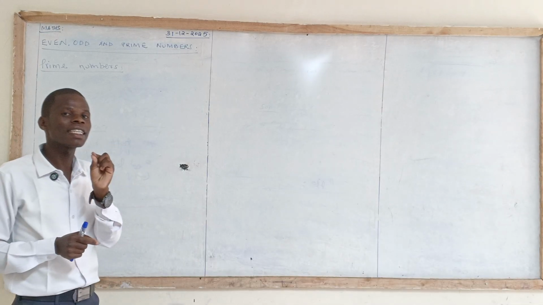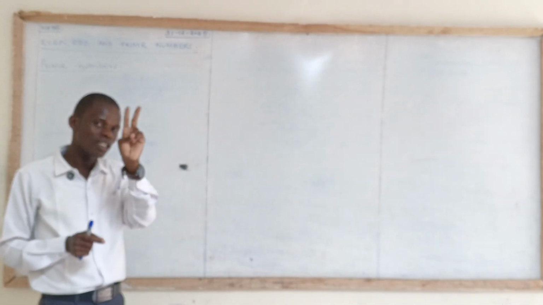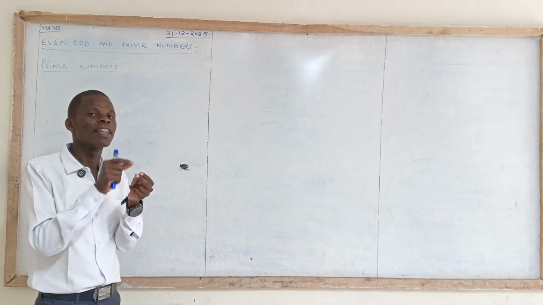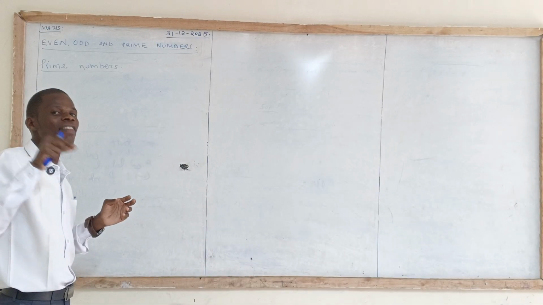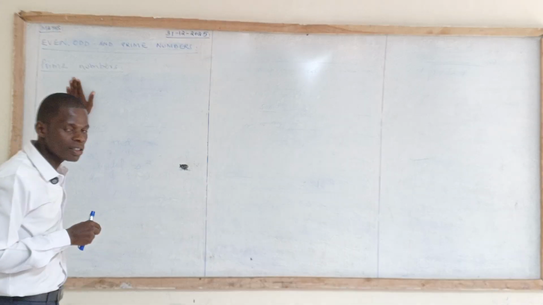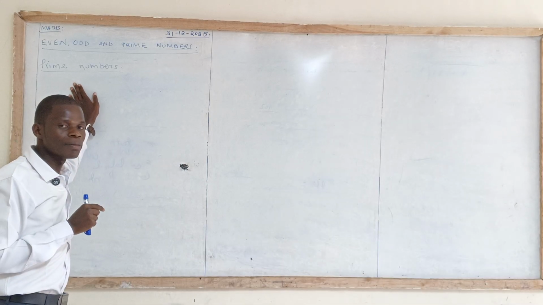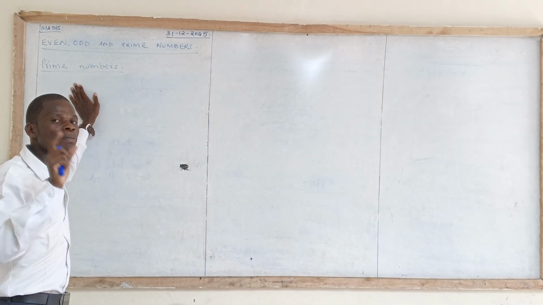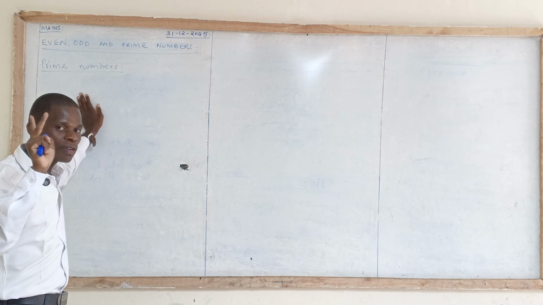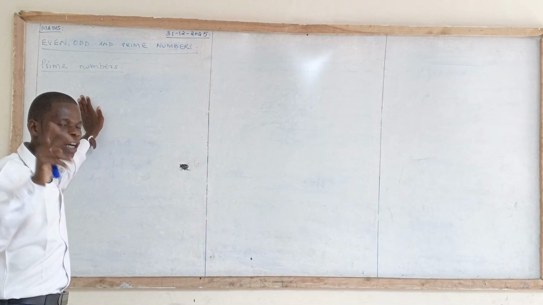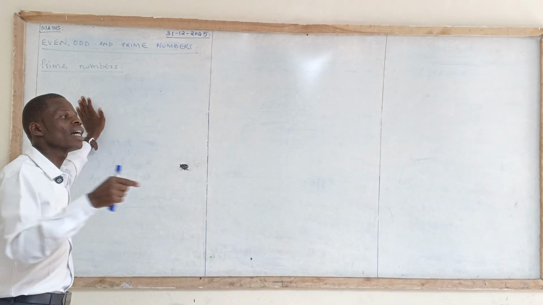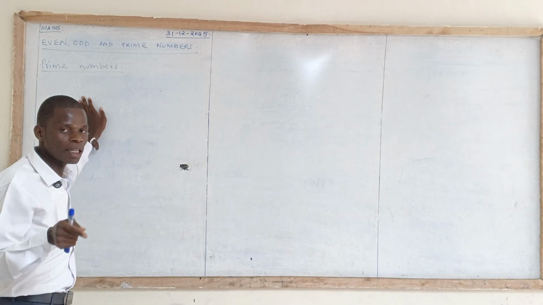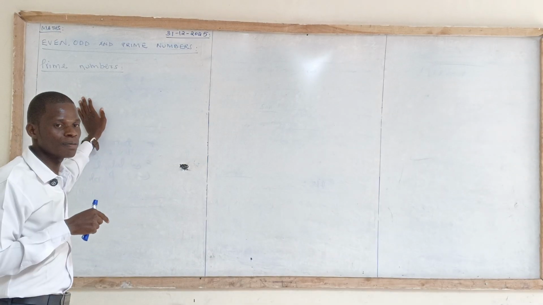So here we are interested in numbers with how many factors? 2 factors: 1 and that number. All those numbers that have only 2 factors, 1 and the number itself, are referred to as prime numbers. So if you're asked, what is a prime number? What will you say? A prime number is a number with only 2 factors, 1 and the number itself. And what is a factor? A factor is a number that can divide another number.